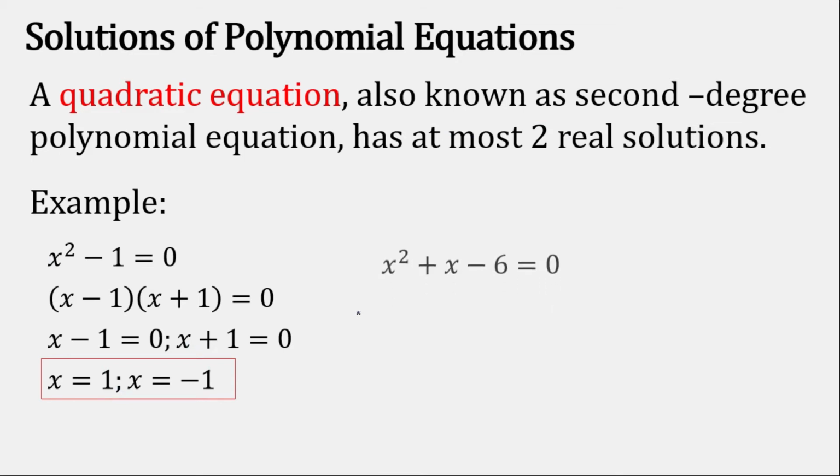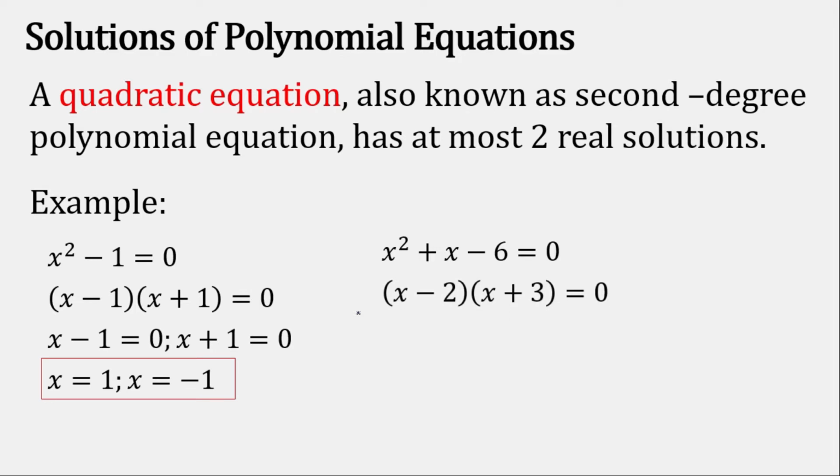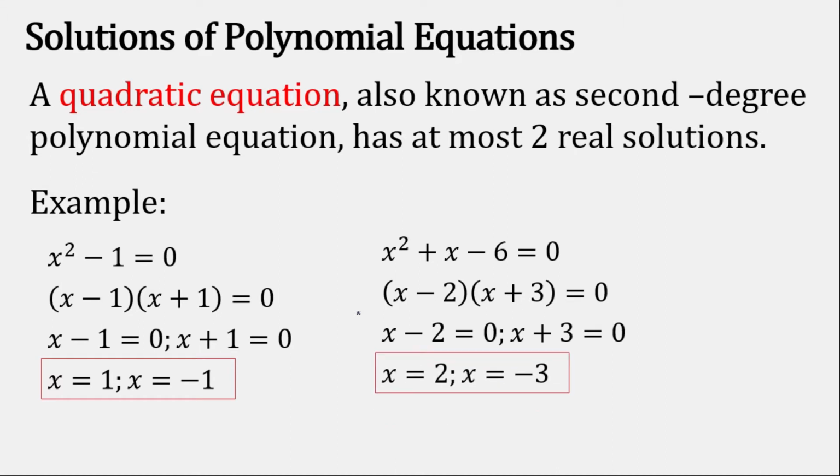Let's try another example. To factor this, let's factor this out first. Let's equate each factor to 0. Then get the values of x. So this quadratic polynomial equation has two values of x or two solutions.